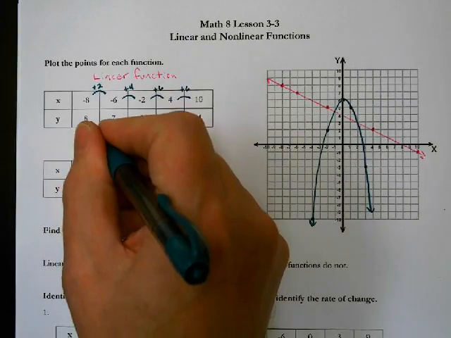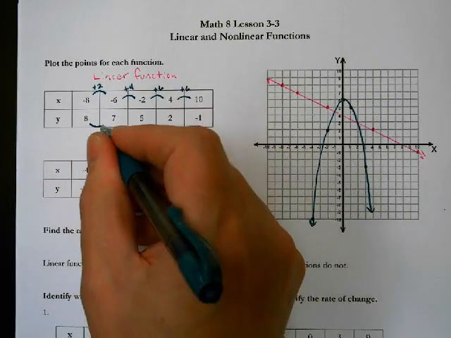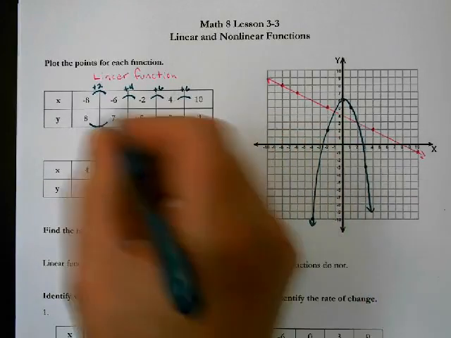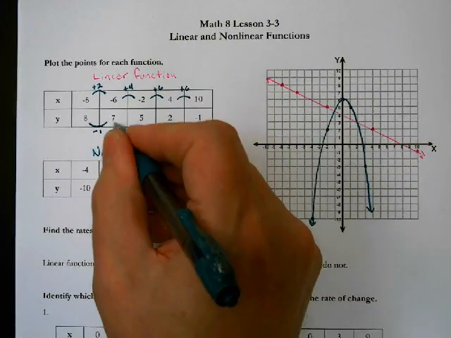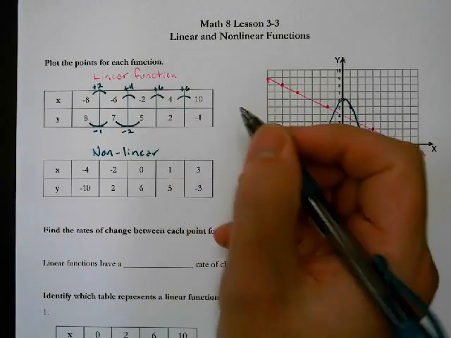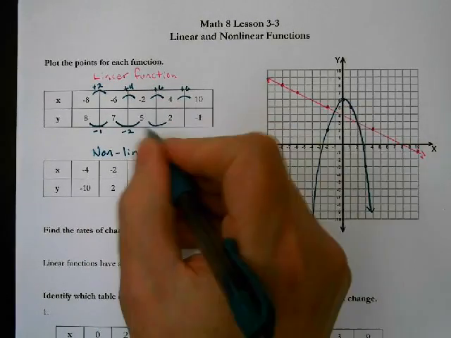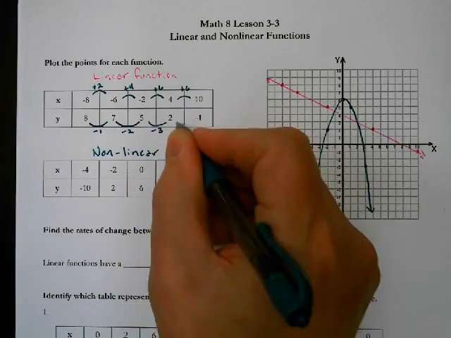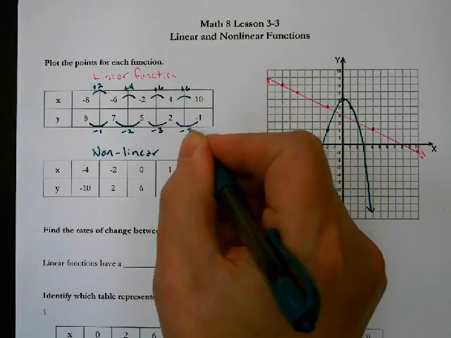Okay, let's look at our y value changes. So from here to here, I am decreasing by 1. From here to here, I'm decreasing by 2. From here to here, I'm decreasing by 3. And from here to here, I'm also decreasing by 3.